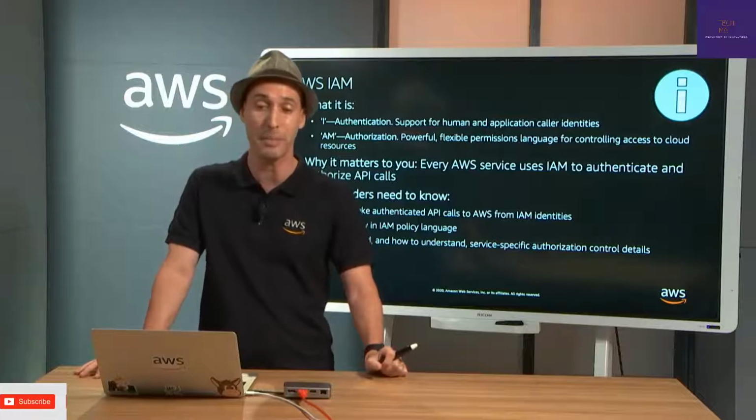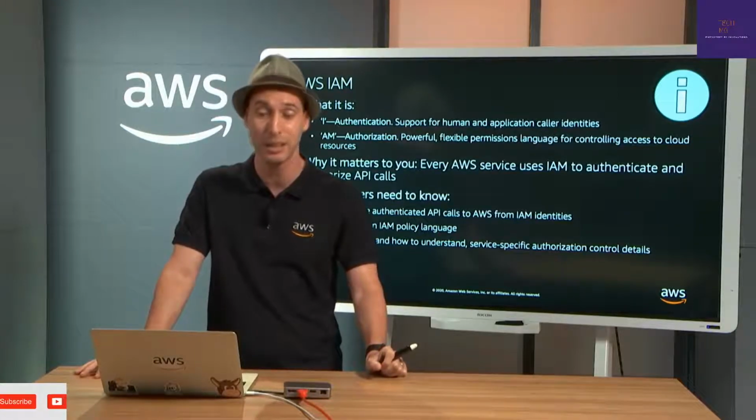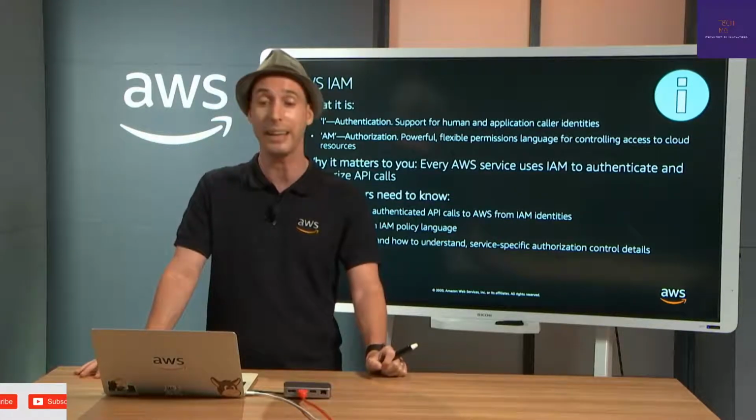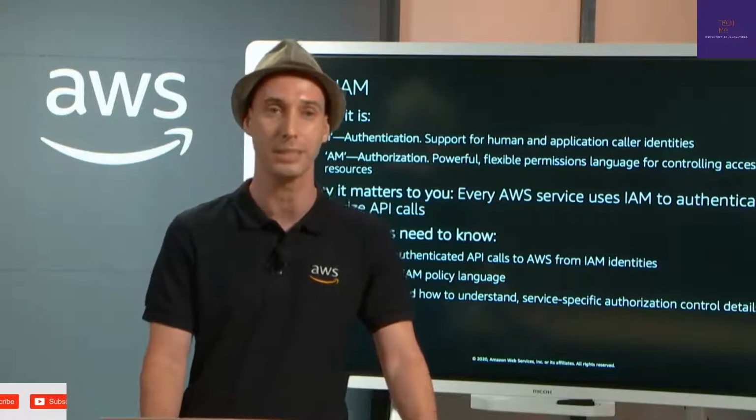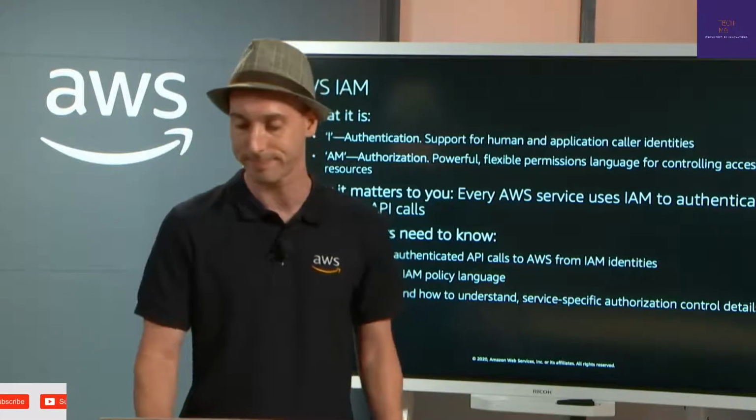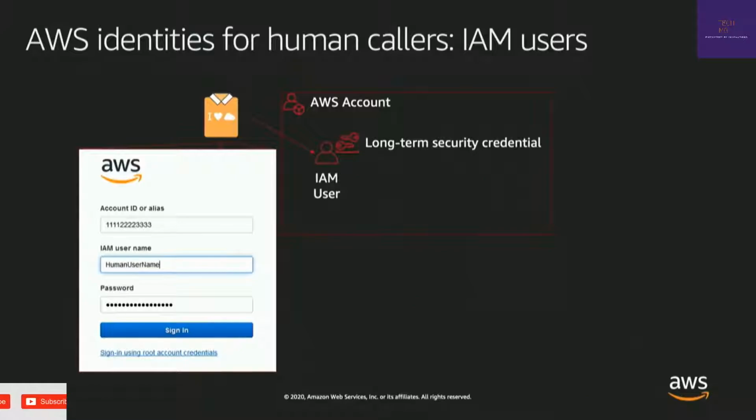So I'm going to teach you how to make authenticated API calls to AWS from IAM identities. I'll then teach you how to establish a basic fluency in the policy language that IAM uses to describe the permissions for what your identity principals are allowed to do or not allowed to do. And finally, I'll teach you where to find and understand the documentation for each of our services and any particular actions that you want to govern in an identity policy for a particular service. So let's start with the I part, identity, in a bit more detail.